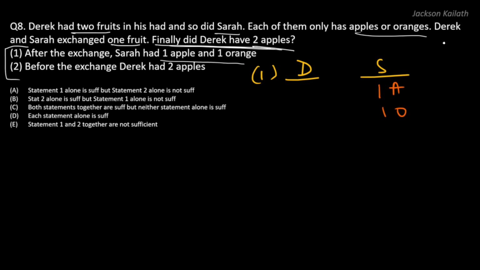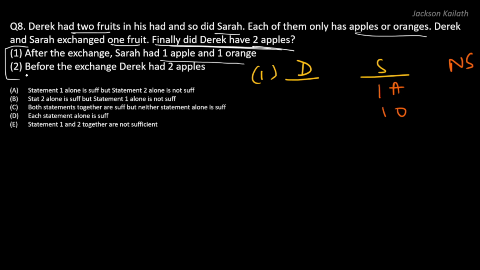Now over here, the only information given is the final state of Sarah was one apple and one orange. And we don't have any information about Derek, right? It can be that he had initially, let's say, an apple and an orange and they made some exchange, and it could still be an apple and orange, or it could be anything, right? You can clearly see there is not at all sufficient information to know what is the final state of Derek. So statement 1 alone is not sufficient.